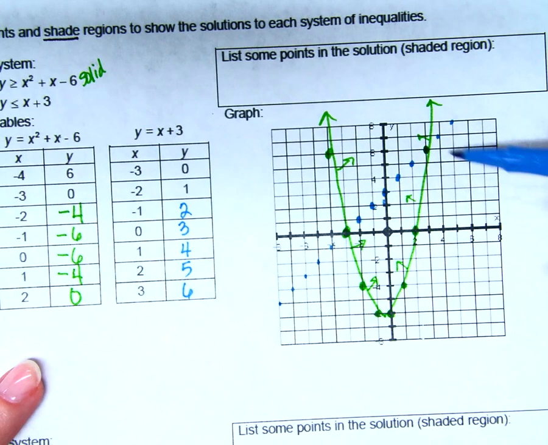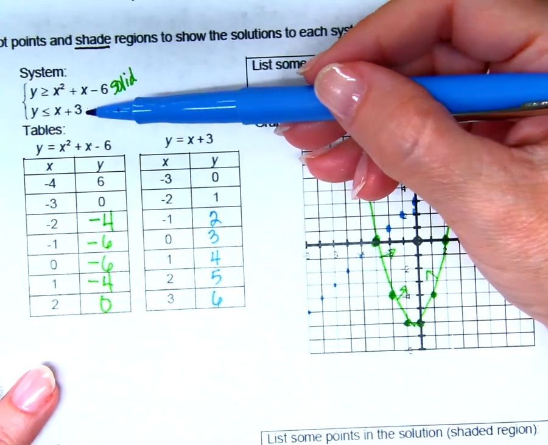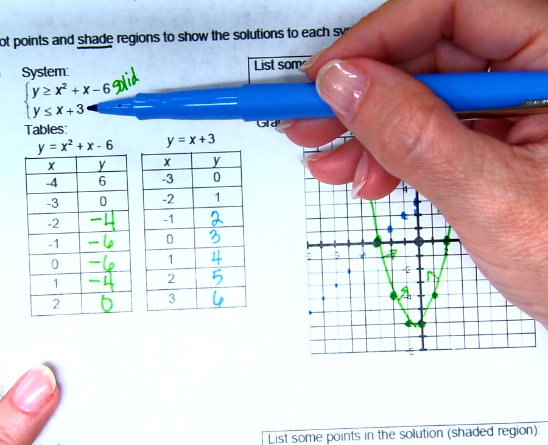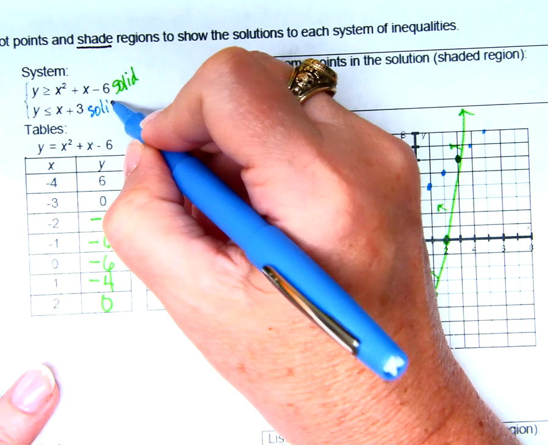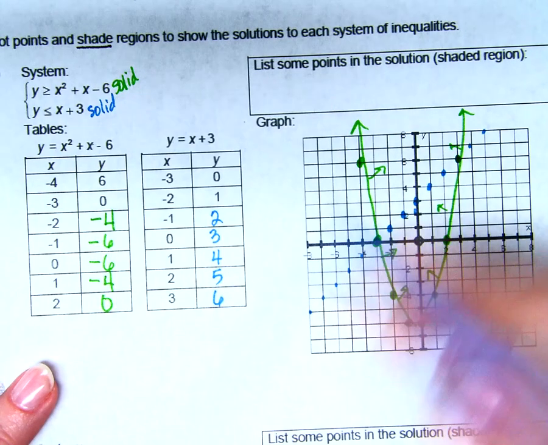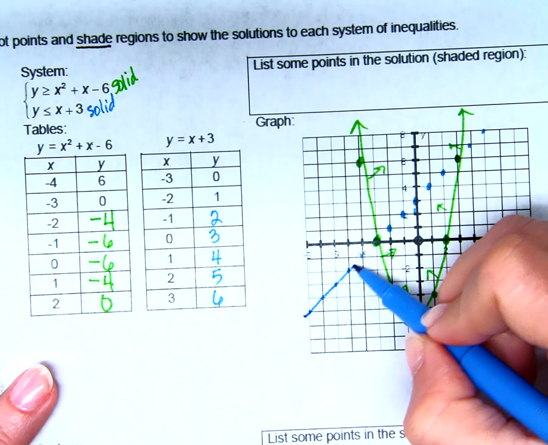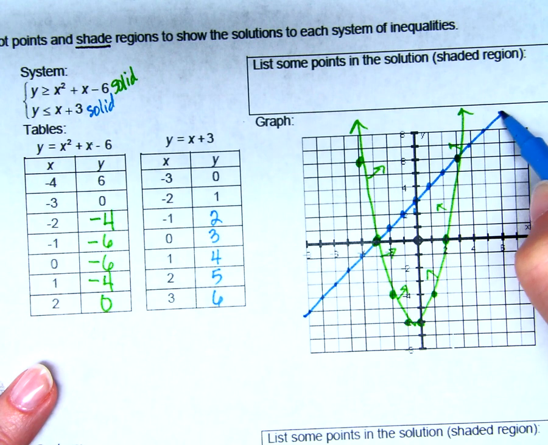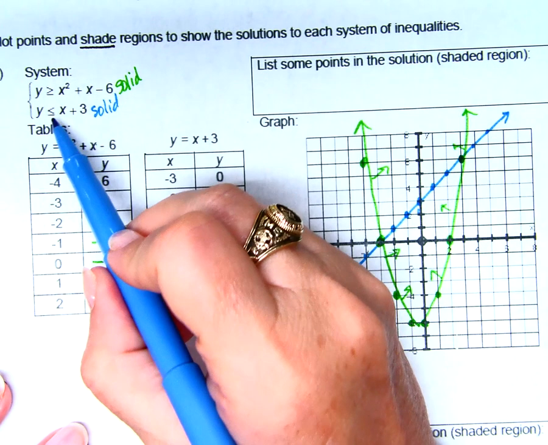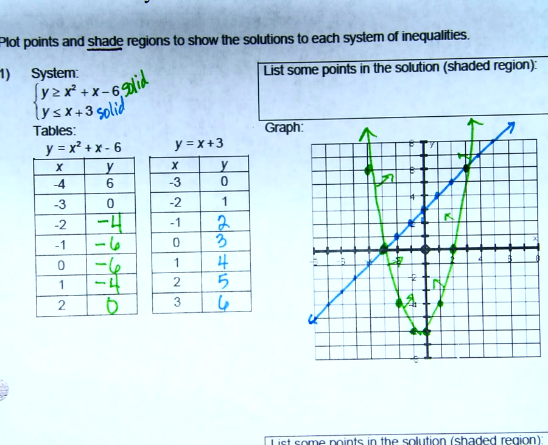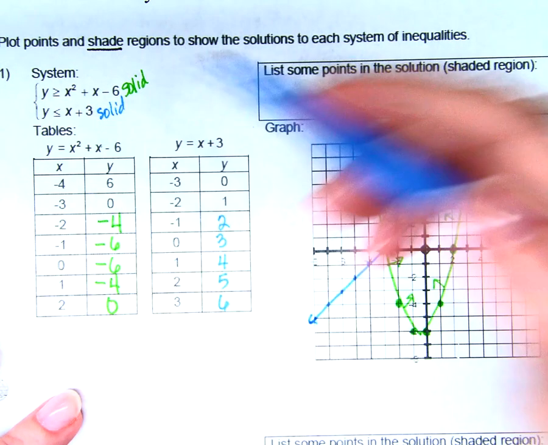Okay, so let's go back over to the inequality from the beginning. And what are we thinking about? Solid or dotted, so you say solid because it's or equal to, right? So I can draw it in. Now I have to decide where to shade. And am I going to shade above or below? How do you know? It's less than, so we shade below.